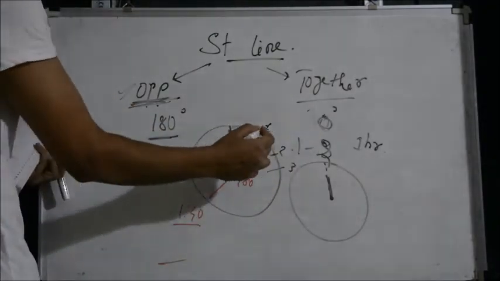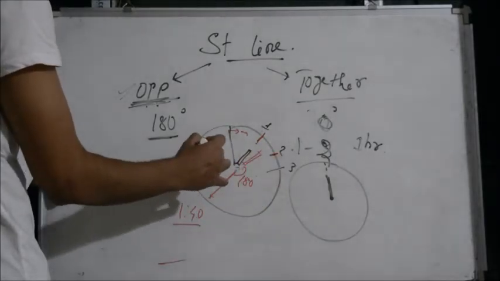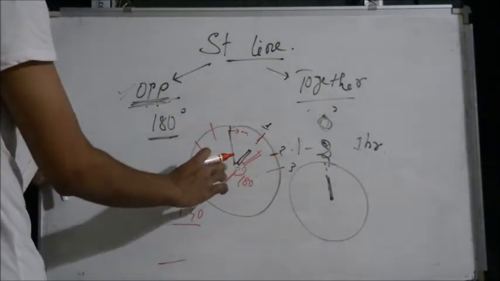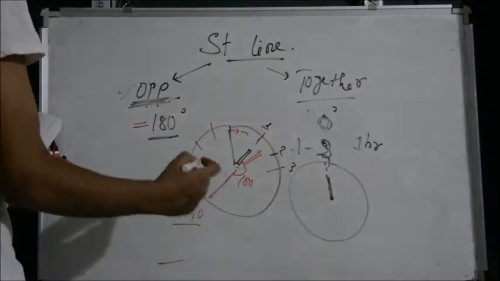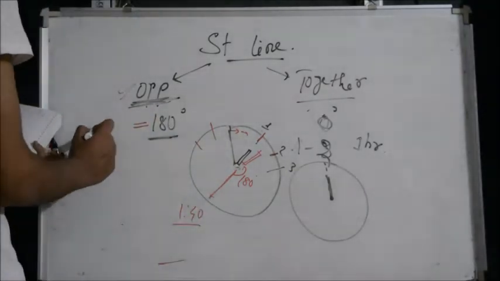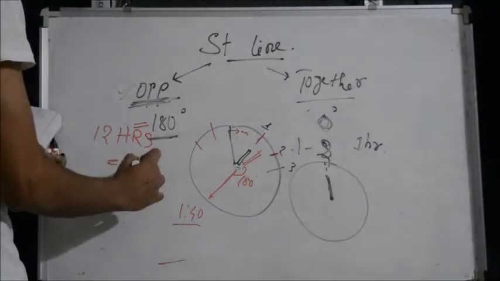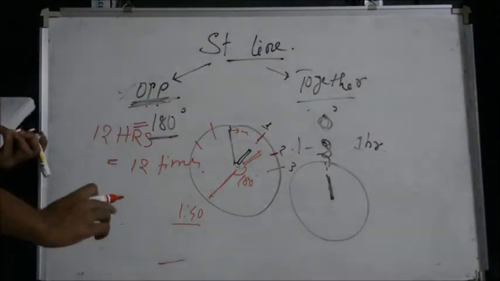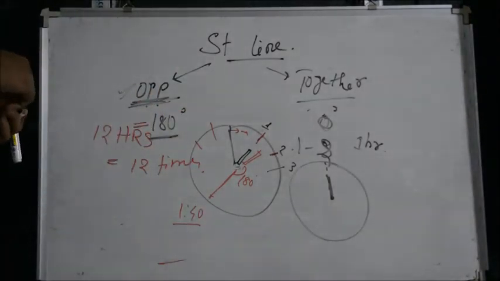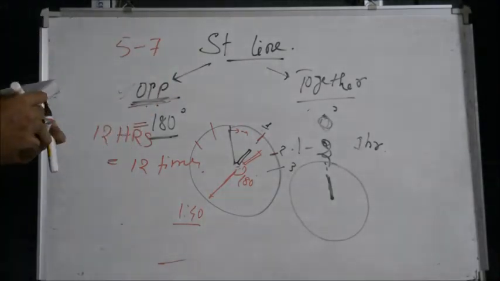So between any 2 hours, from 1 to 2, or from 2 to 3, or from 10 to 11, you will get exactly one 180 degree angle. That means in 12 hours, we should get 12 times a straight angle. But there is again one exception here, and that exception is from 5 o'clock to 7 o'clock.